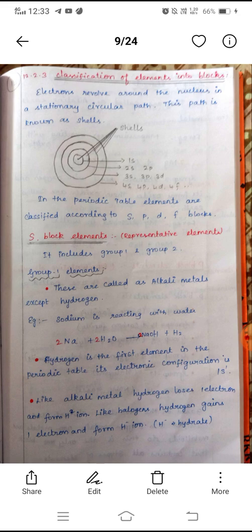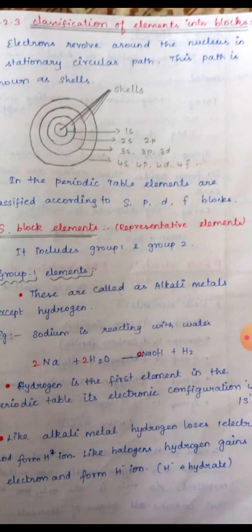Next, the first shell is 1s. See here, the first shell is 1s, the second shell is 2s, 2p, the third shell is 3s, 3p, 3d, and the fourth shell is 4s, 4p, 4d and 4f.